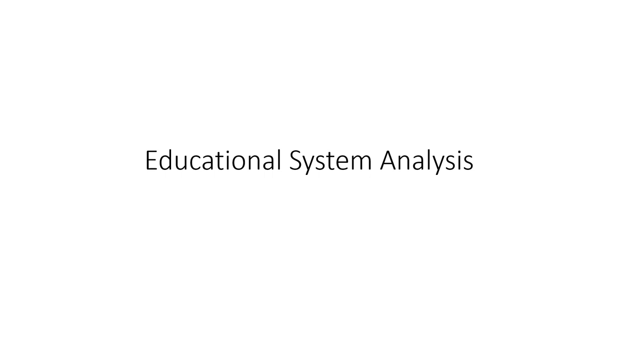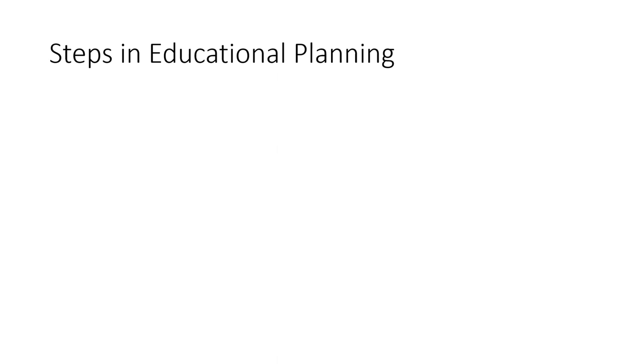So in educational system analysis, you need to look in depth at every part that is required, starting from the input, the process, and the output, to know whether they are able to really meet the expected goal or outcome. Now, let's look at the steps that are required in educational planning. There are steps that you need to take when you are planning.